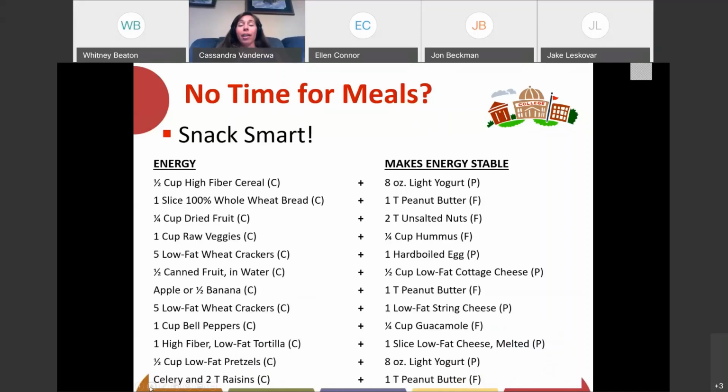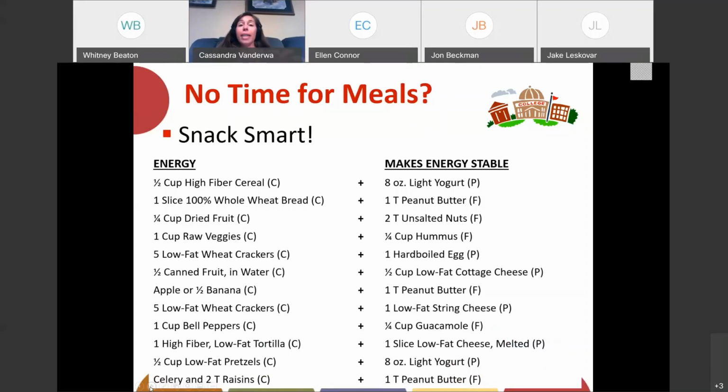Oftentimes we find that our college students learn that they don't have time for a meal, right? They have back-to-back classes. Depending on how you've structured your schedule, that might be true for you. And in that case, we want to be just as smart about how we build snacks. And here you'll see that it's important to have at least 2 food groups at a snack.